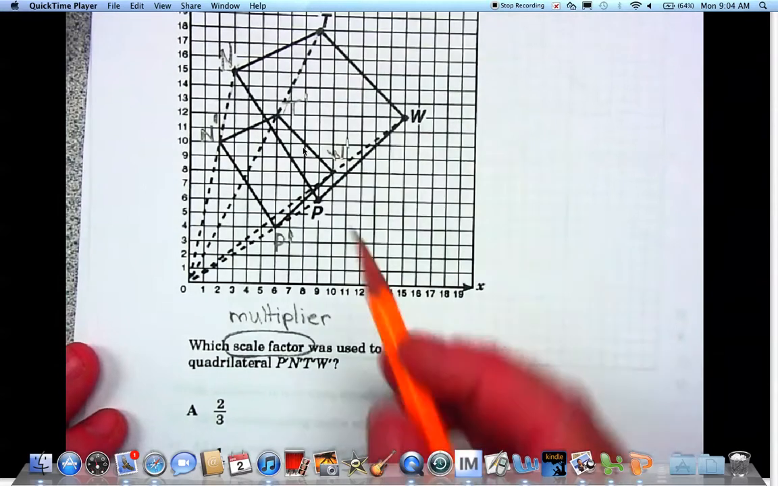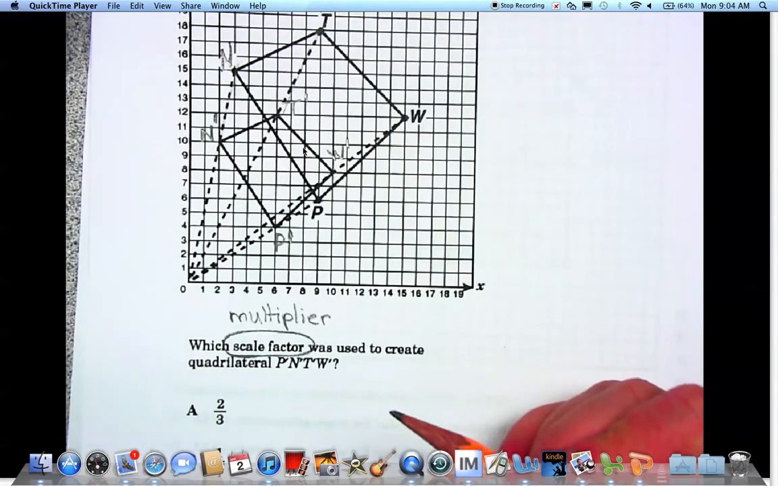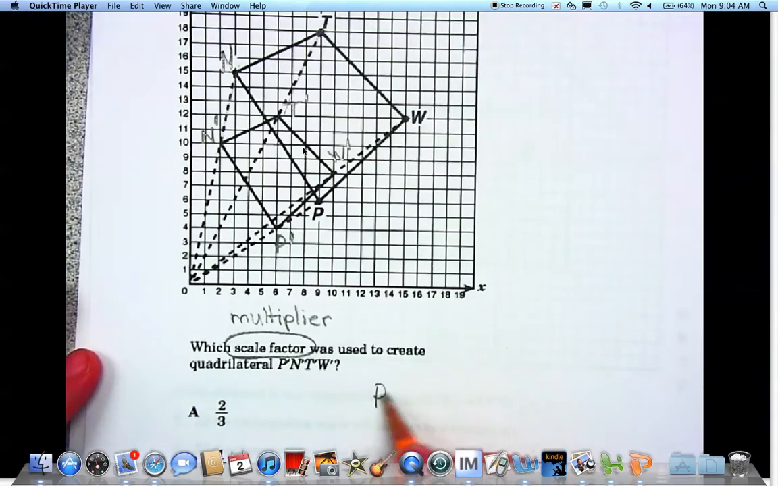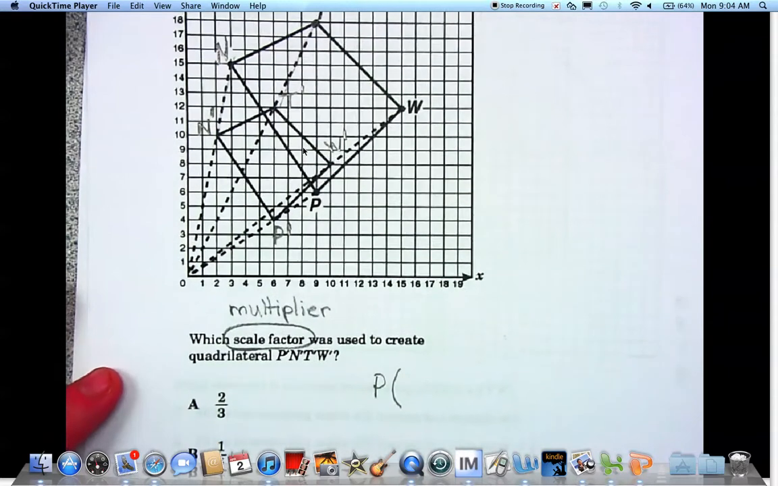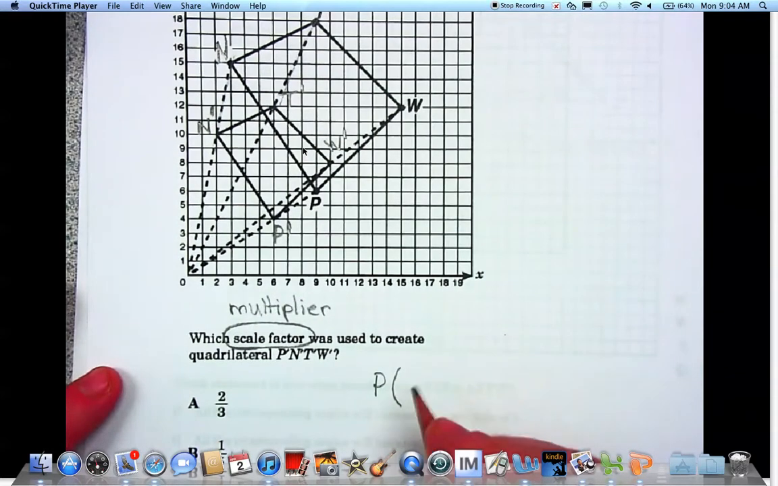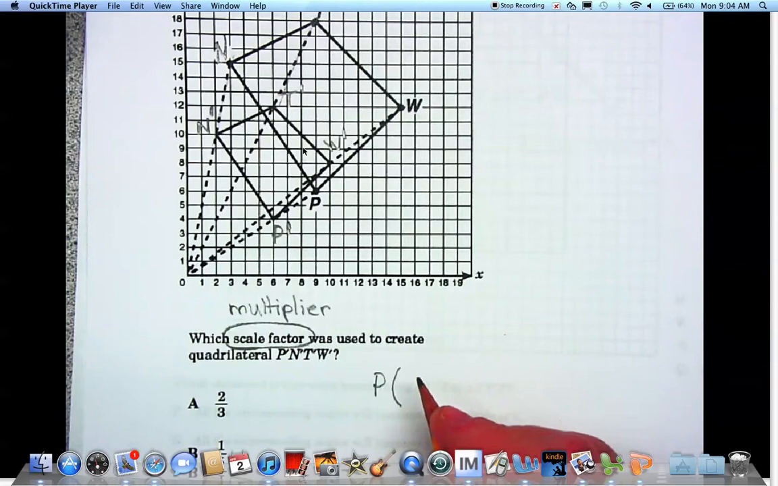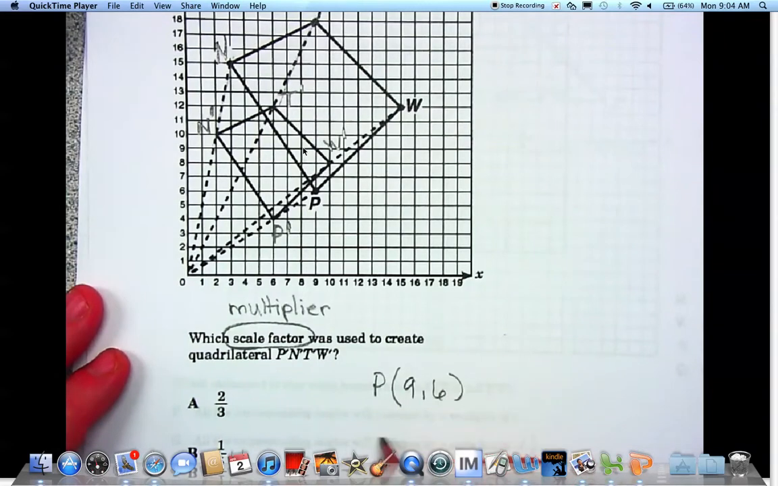How can you decide which one? Can you take the coordinates and multiply by one of those numbers? Yes, you can. Let's see, what are the coordinates of P? P is 9, 6. Okay, and the coordinates of P prime.